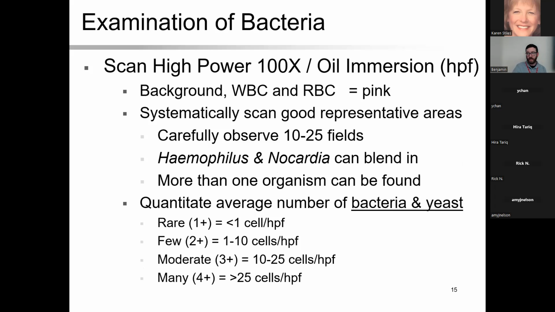We're going to do the same thing on our high power field. This is your oil immersion. We're going to do the same thing with quantitating the bacteria. You're looking for good representative areas. You want to do 10 to 25 fields. Some bacteria like Haemophilus can be kind of tough to see when you're scanning your slide. Oftentimes a sputum will have more than one organism present. But the same way we quantitated our white blood cells, we're going to quantitate our bacteria.